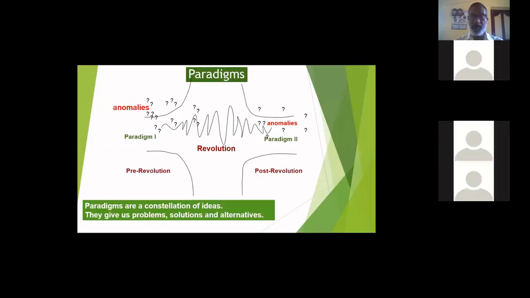Okay. Now let's go back to paradigm and talk a little bit about how we generate a paradigm. When you talk about science, there are two kinds of science. One, what we call normal science, and the other, what we call revolutionary science. It depends on what we do. Most of the time we do normal science. And some of the time we do revolutionary science. Maybe this is the time when we have to do revolutionary science.